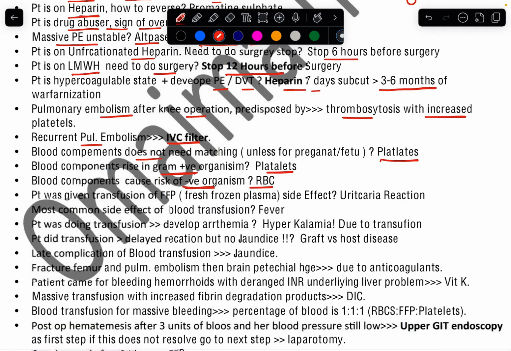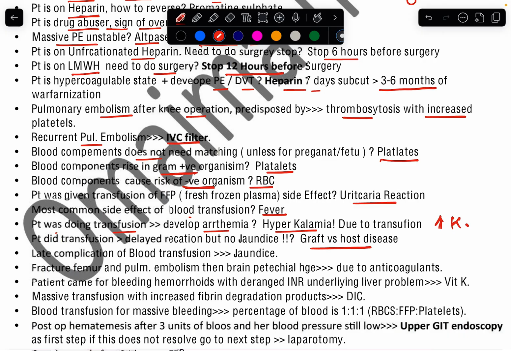Patient given transfusion of fresh frozen plasma: side effect urticaria can be there. Most common side effect of blood transfusion is fever. Patient getting transfusion develops arrhythmia, hyperkalemia. This can be due to the transfusion containing more potassium. Patient with delayed transfusion reaction but no jaundice.